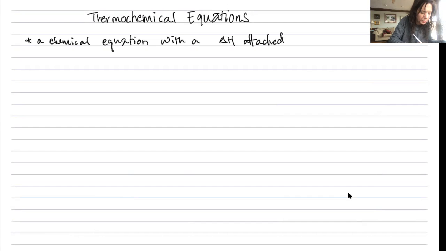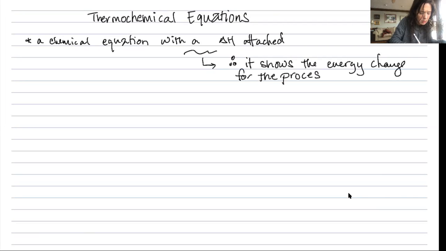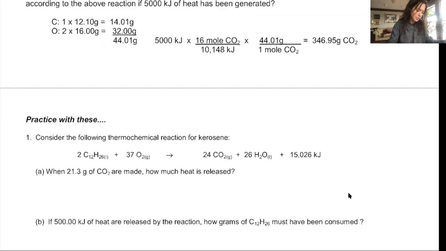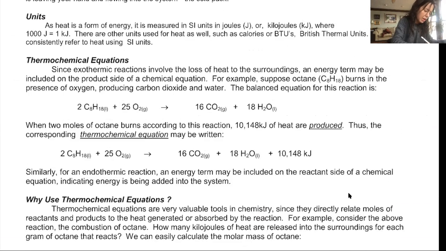All right, so what we have, again, guys, is thermochemical equations. This is basically a chemical equation with a delta H attached, right? Therefore, it shows the energy change of the process. Okay, let's look at some examples. A thermochemical equation is going to look something as such. You're going to have your balanced chemical equation, and they're going to have an enthalpy change to it. So it may look like that.